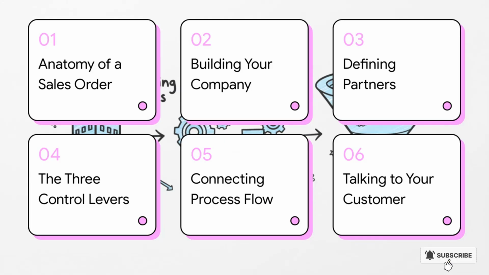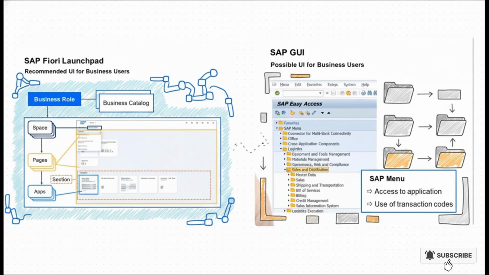And here's the game plan for how we'll do it. We've covered the anatomy. Next, we'll build the digital version of our company in SAP. Then we'll figure out who we're selling to. After that, we'll get into the 3 main control levers that make the transaction tick. We'll see how to connect all the steps in the process, and finally, how the system actually talks to the customer.